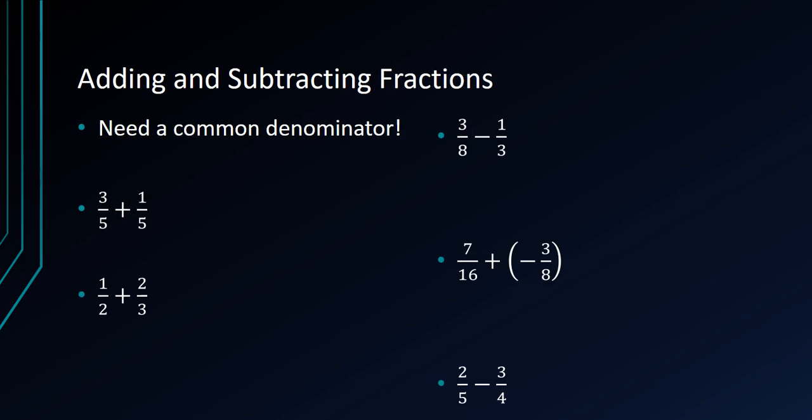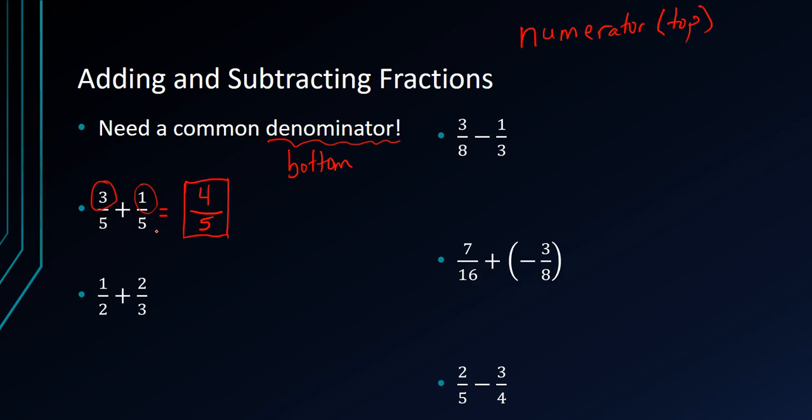Next, we're going to add and subtract fractions. Now, for adding and subtracting fractions, you need a common denominator. So remember, that's the bottom of the fraction. The numerator is the top. Okay, so in this first example, the denominator is already the same. So we know we're going to have fifths because we're adding fifths and fifths. So we have 3 fifths and 1 fifth, so we have a total of 4 fifths.